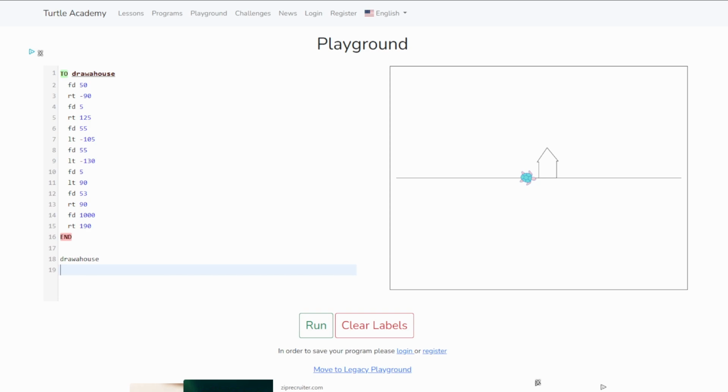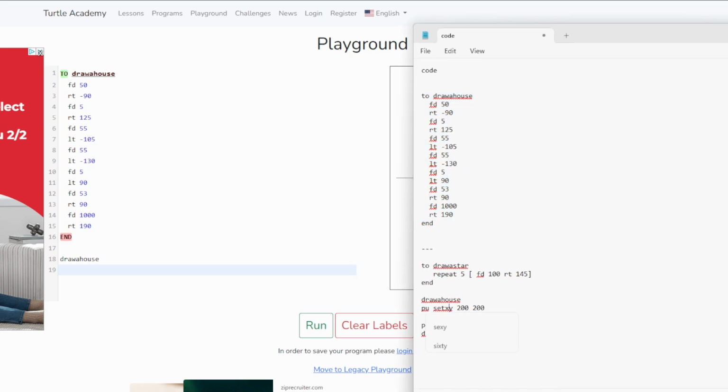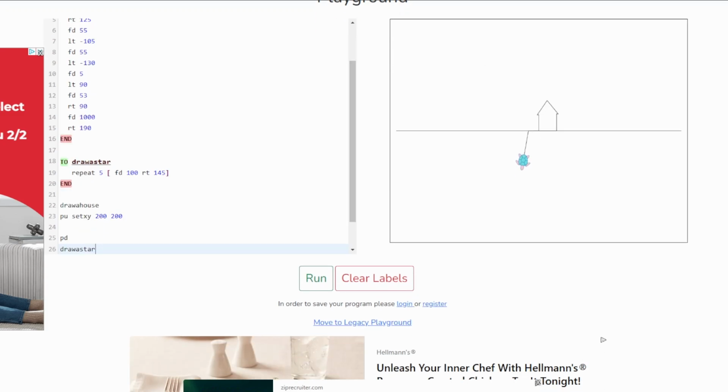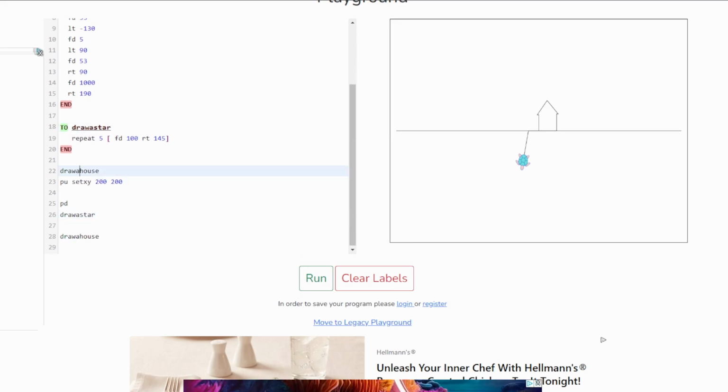I can still like, I don't know, right 90, forward 100, and write this line. So I have, whoops. I have another function I'm going to write down here. And this is draw a star. It draws a star.